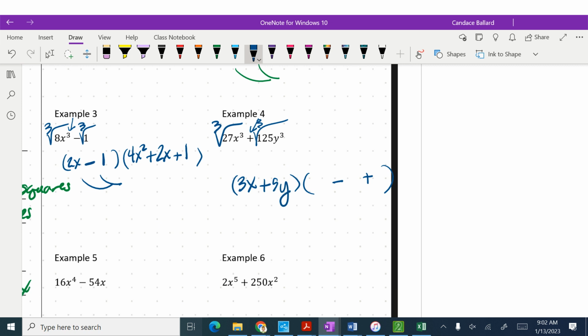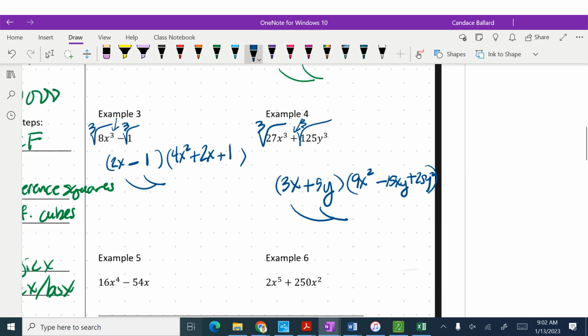5y. Good. Okay, I'm going to square the front. What do I get for the front? 9x squared. What about squaring the back? 25y squared. Now, the middle's a little bit weird, right? I got to multiply all that together. What'd you get? Good. 15xy, because there's an x and a y. All right. Let's see if we can squeeze in at least example 5 here, okay?